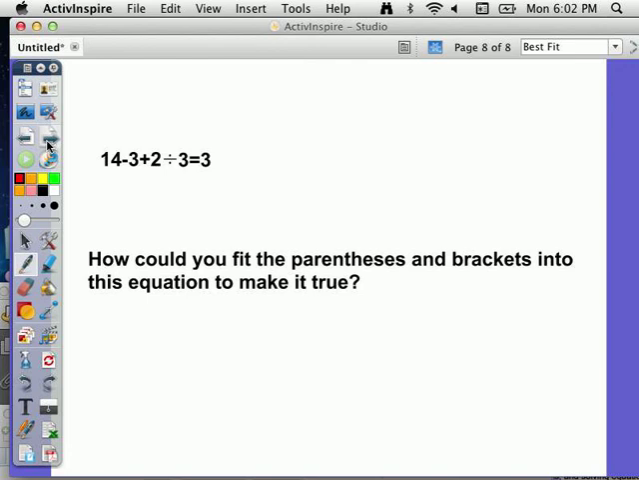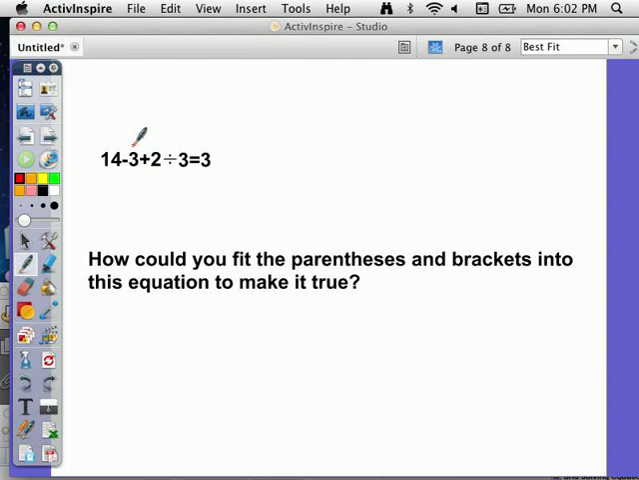Well, let's see. We have 14 minus 3 plus 2 divided by 3 equals 3. That's a lot going on. Hot dog, I don't know what to do here, Miss Holland. Okay, well, let's figure this one out together. All right, let's see. We would have, can we take 14 minus 3? That would give us 11. Plus 2 would give us 13. That doesn't make any sense.